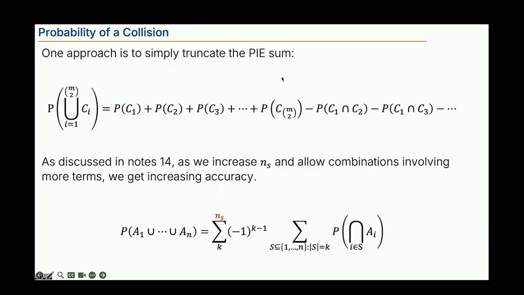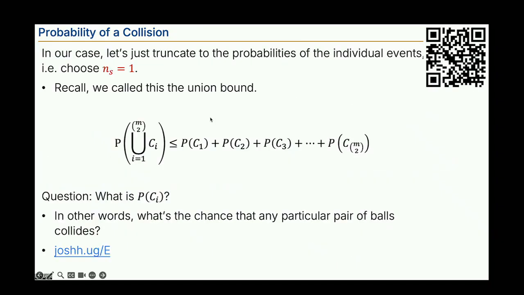So I'm just going to throw away all of the pairwise terms and all the three-way and everything, and I'm just going to say, let's add up the individual probabilities and see what happens. So what is it going to be? Okay, so this is the union bound. This is going to be an upper bound for the probability that we get a collision. We're going to ignore the fact that we need to subtract all the pairwise and add back all the three-way and so forth.